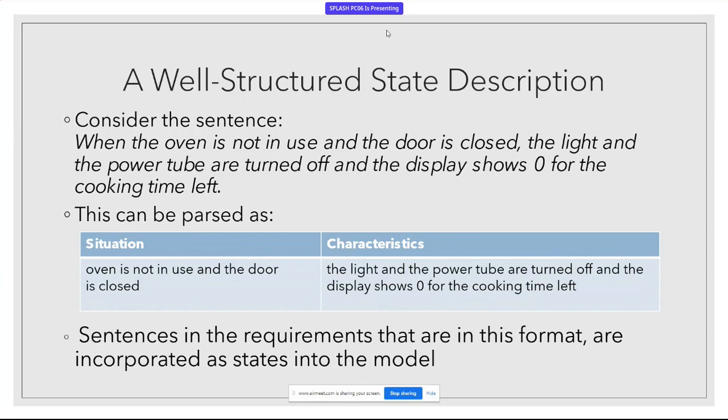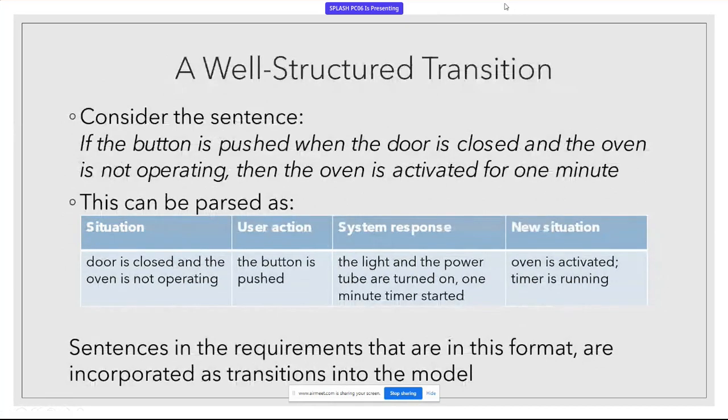And we show them that this can be parsed as the oven is not in use and the door is closed. We have these characteristics associated with that. And we have other types of statements like this, where if the button is pushed when the door is closed and the oven is not operating, then the oven is activated for 1 minute. So we have a situation and an action on the part of the user which causes a response from the system, that is a state transition. So they are introduced to the notion of states and state transitions here.